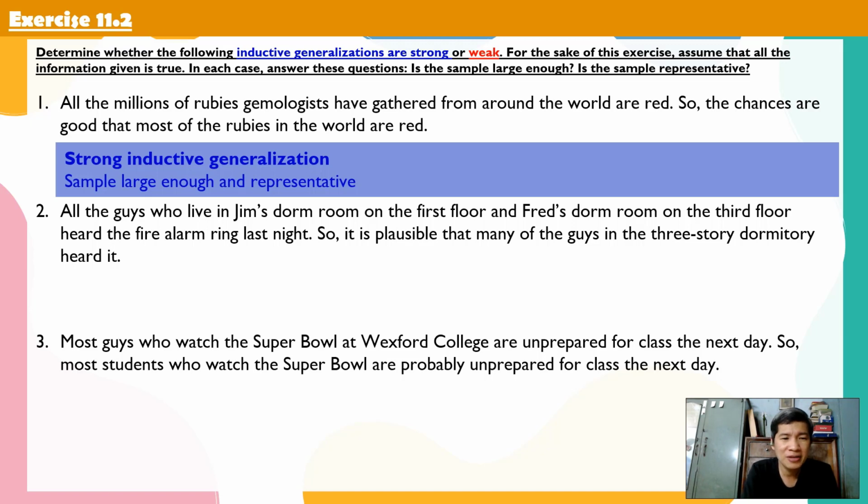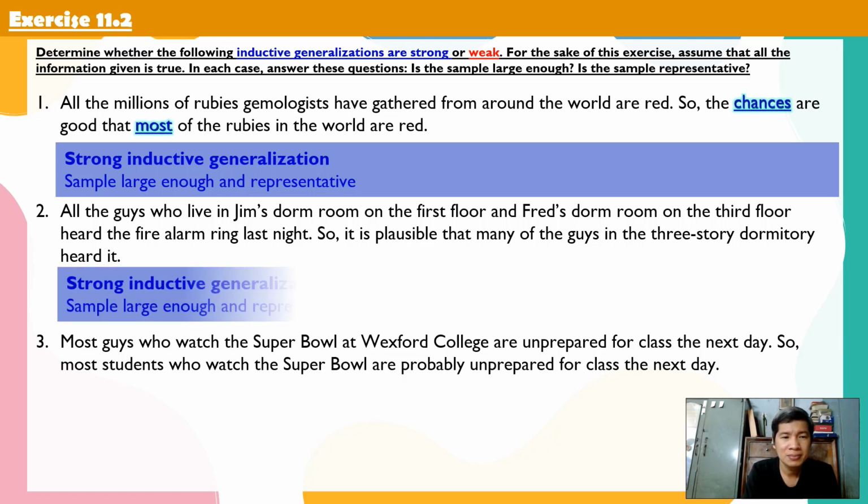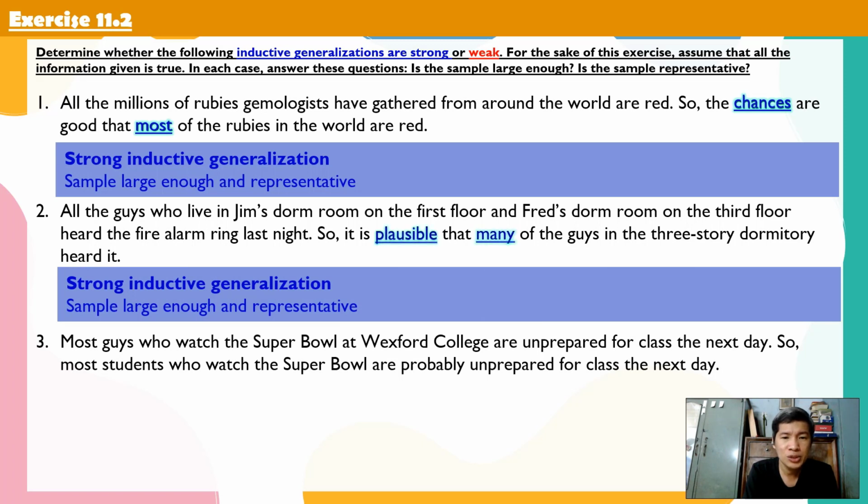All the guys who live in Jim's dorm room on the 1st floor and Fred's dorm room on the 3rd floor heard the fire alarm ring last night. So it is plausible that many of the guys aren't so strong.